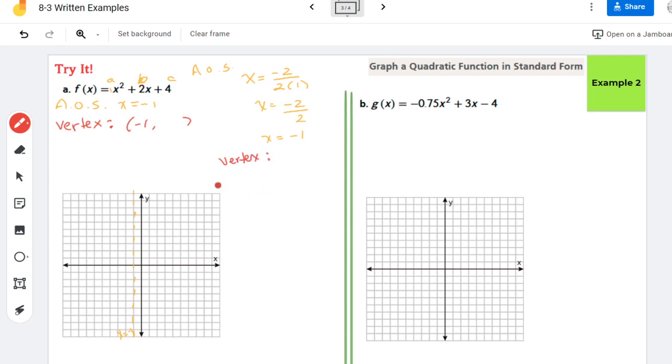So for my vertex, I'm finding the function evaluated at -1. Here I have -1 squared plus 2 times -1 plus 4. So -1 squared is a positive 1, and 2 times -1 is -2. If I gather all these like terms together, I end up with a positive 3. So my vertex is at the point -1, 3.